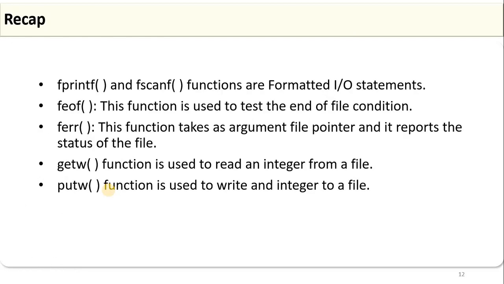Just a recap: fprintf and fscanf functions are formatted IO statements. feof is a function that is used to test the end of file condition. ferror is a function that will report the status of the file. If there is an error, it will return 1; if there is no error, it will return 0. getW is a function used to read an integer from a file. putW is a function used to write an integer to a file.